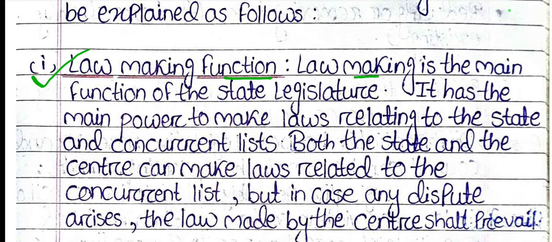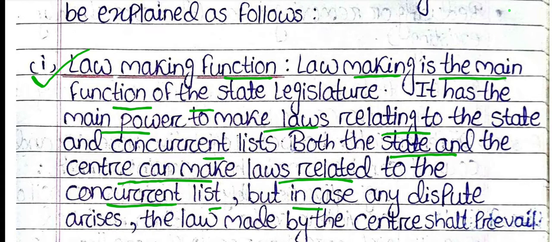Law making functions. Law making is the main function of the state legislature. It has the main power to make laws relating to the state and concurrent lists. Both the state and the center can make laws related to the concurrent list, but in case any dispute arises, the law made by the center shall prevail.